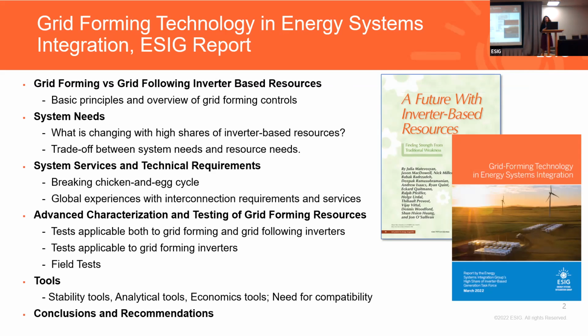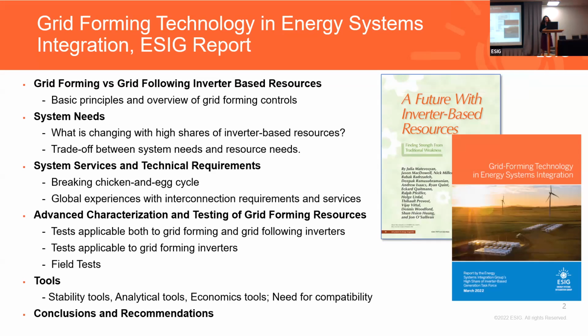So where is it that the characteristics of the system need to meet the characteristics of inverter-based resources, or is it that inverter-based resources have to deliver all services and the grid doesn't have to do anything? So there is this trade-off that the report talks about. Then we talk about system services and technical requirements and breaking the so-called chicken and egg problem. I'll have a slide on this slightly later today.